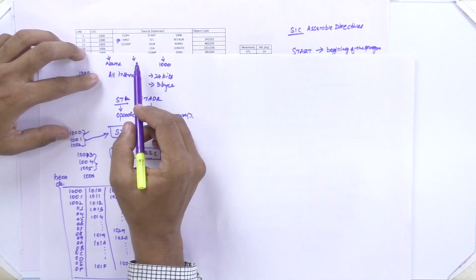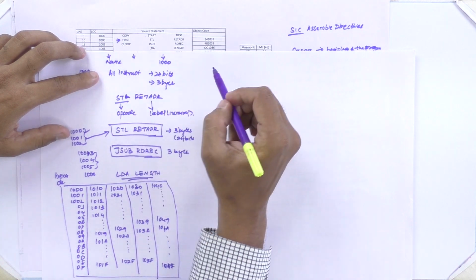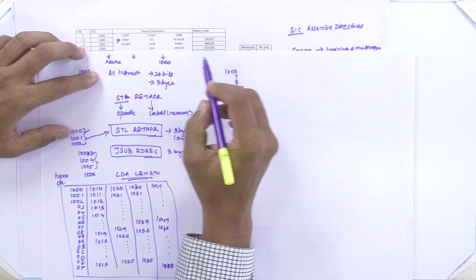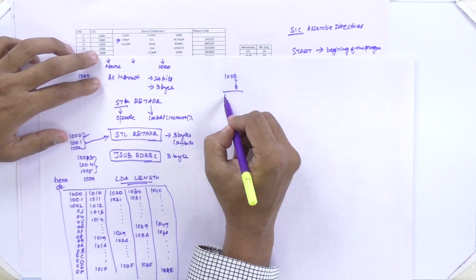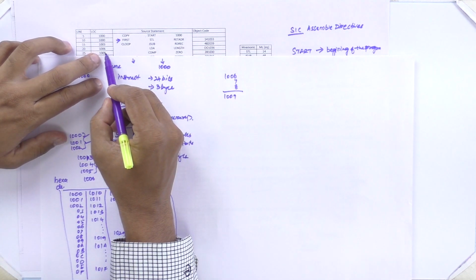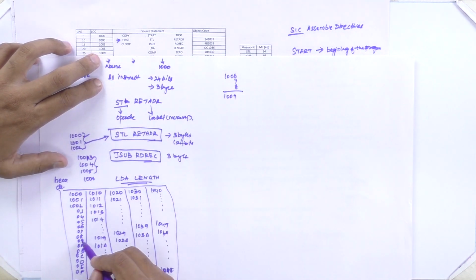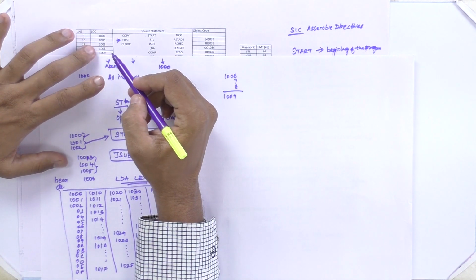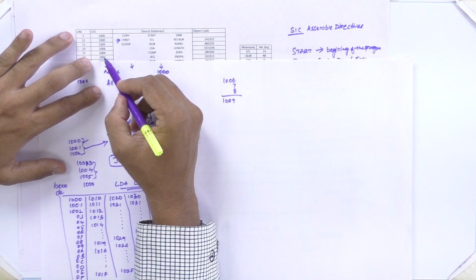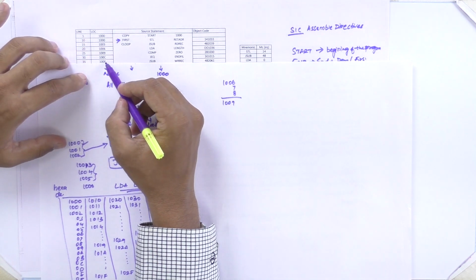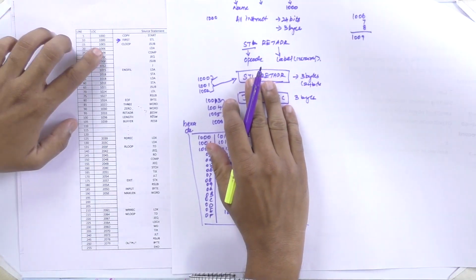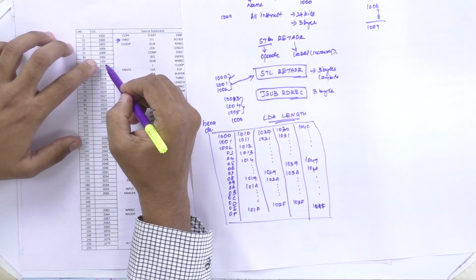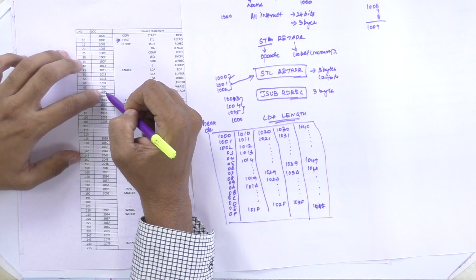We have come up to 1006. This LDA will occupy 1006, 1007 and 1008. So definitely the next instruction, that is compare, will start from 1009. This instruction will occupy 1009, and after 9 it will be 100A, 100B. So the next instruction will start from 100C, then 100D, 100E, 100F. Similarly, we assign addresses to all instructions by adding 3 bytes to each instruction.